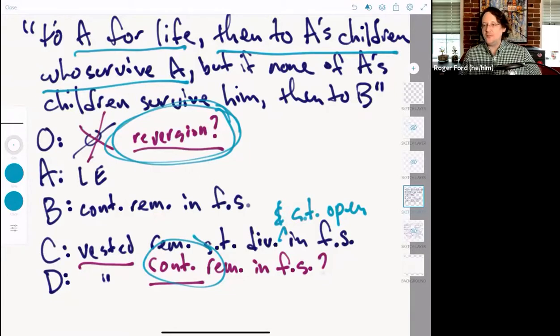Would B's interest be subject to divestment at all? Well, they're all contingent, so none of them have vested yet. So, subject to divestment is, it is currently vested, but if a condition subsequent happens, it will take it away. So you are divesting it because it is currently vested.